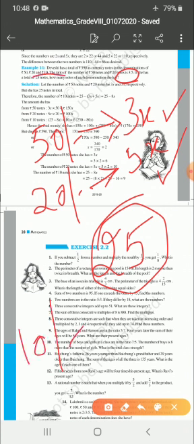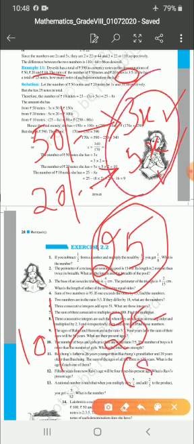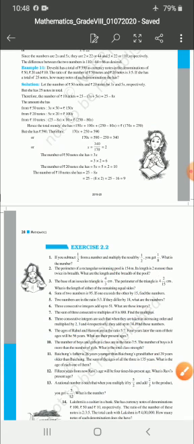It is nothing but the 25 number of notes minus these two, summed up. If you sum up, you will get 8x. So 25 minus 8x, that is what we have written here. The number of 10 rupee notes will be equal to 25 minus of 3x plus 5x, then you will get 25 minus 8x. These are the number of 10 rupee notes.